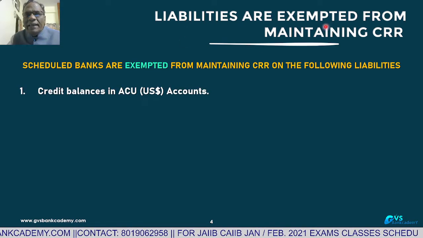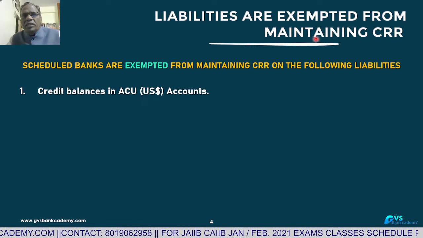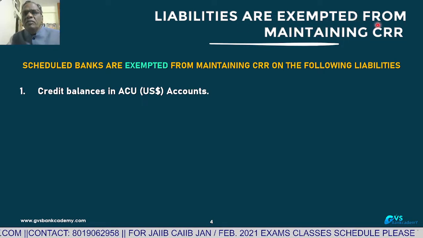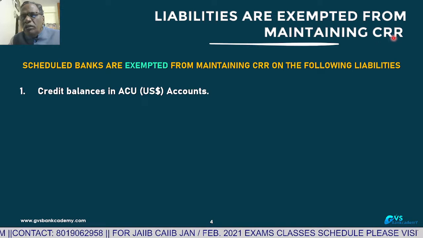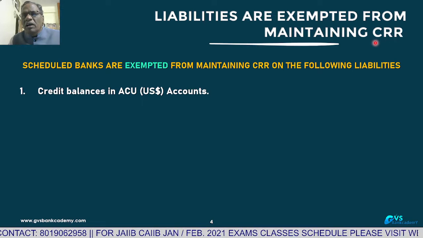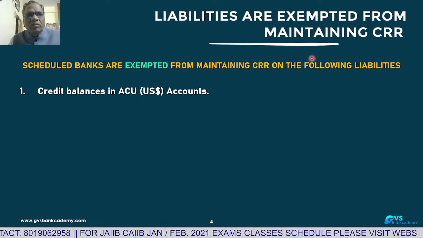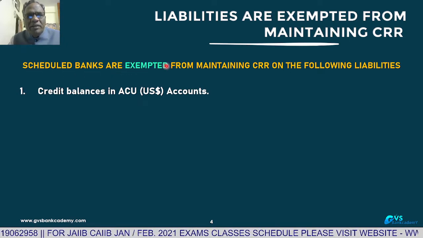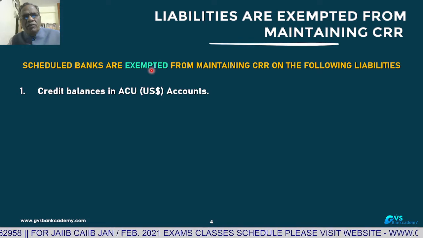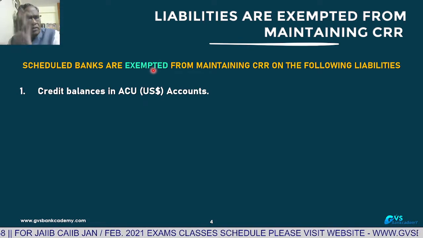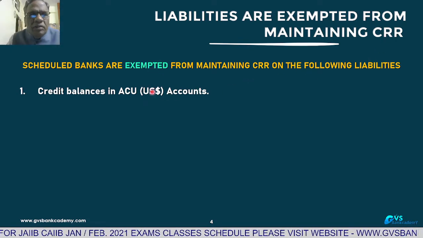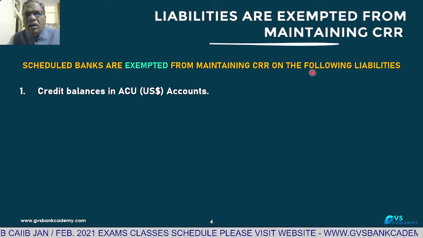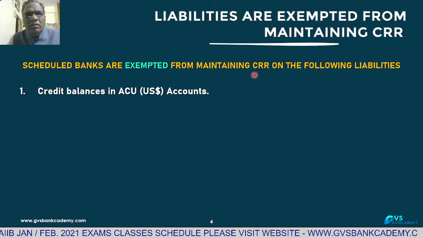liabilities are exempted. This question they have given in a recent examination. What are the exempted items for maintenance of CRR only? This is only for CRR, cash reserve ratio. Scheduled banks are exempted. Exempted means on the following items they need not take into consideration for CRR purpose. Scheduled banks are exempted from maintaining CRR on the following liabilities.